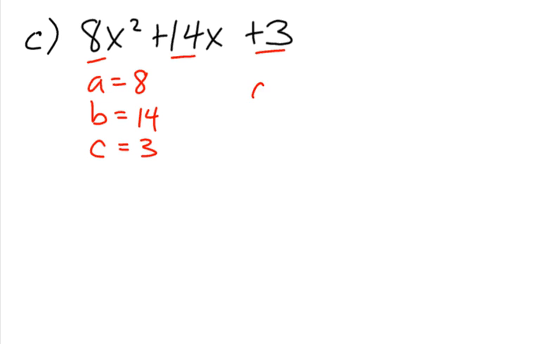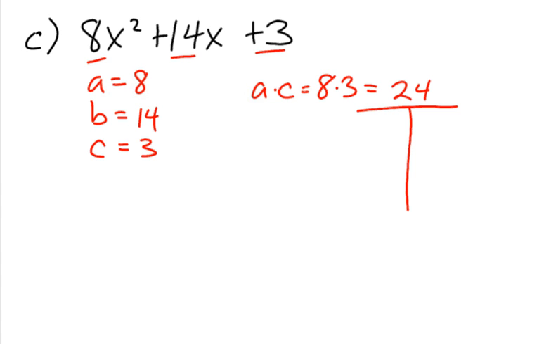So then my first step is to multiply A times C, which would be 8 times 3, which is 24. So then I want to factor 24: 1 and 24, 2 and 12, 3 and 8, and 4 and 6. Out of those factors, we want to find which one adds to get B. There's no negatives going on in this problem, so that's good. I want to see which one of those adds to get B, which is 14.